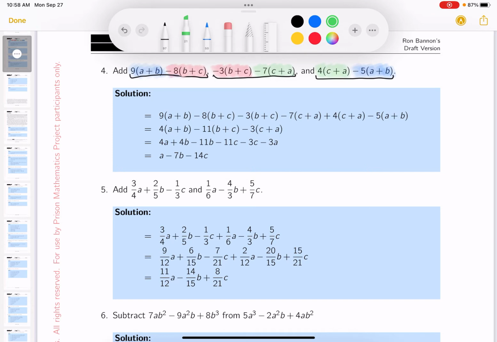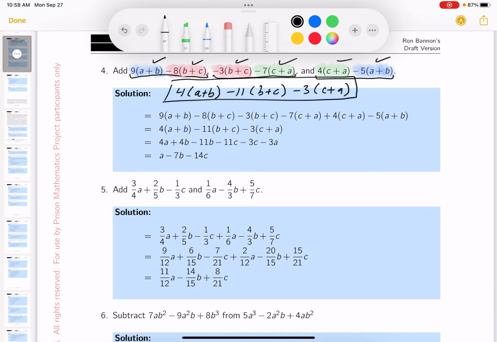And let's get busy. So the first thing I see is the a plus b term, and that's 9 minus 5 is 4. And they're a plus b. I'll check them off for you. Next, I'm going to look at b plus c. What's minus 8 minus 3 is minus 11, right? That's b plus c. And then I'm going to look for the terms with c plus a in it, and that's going to be minus 3. And I did what they said. They said add them together, and I did that.